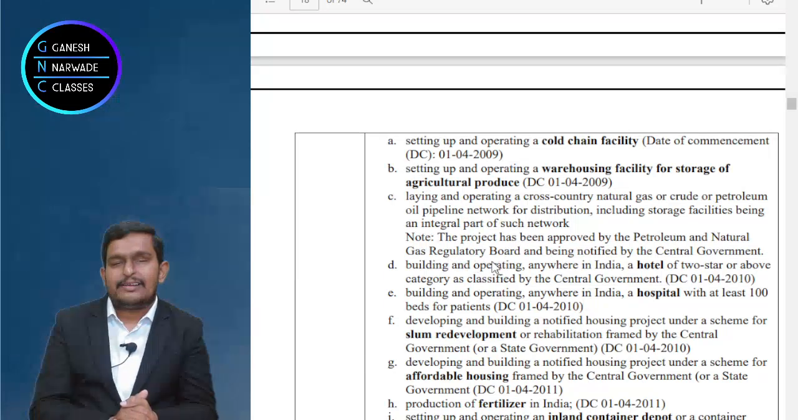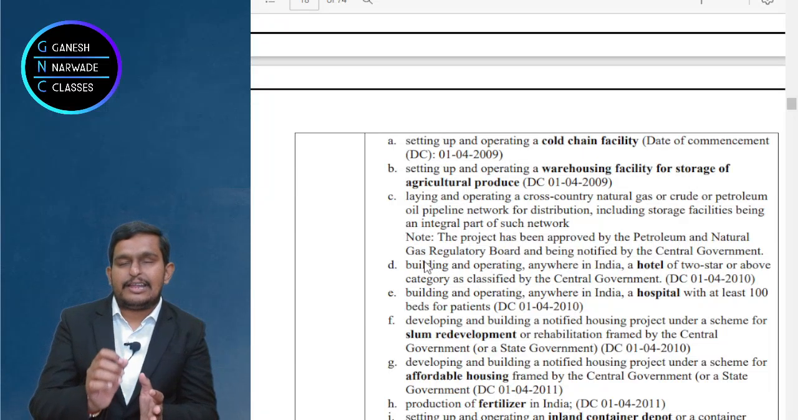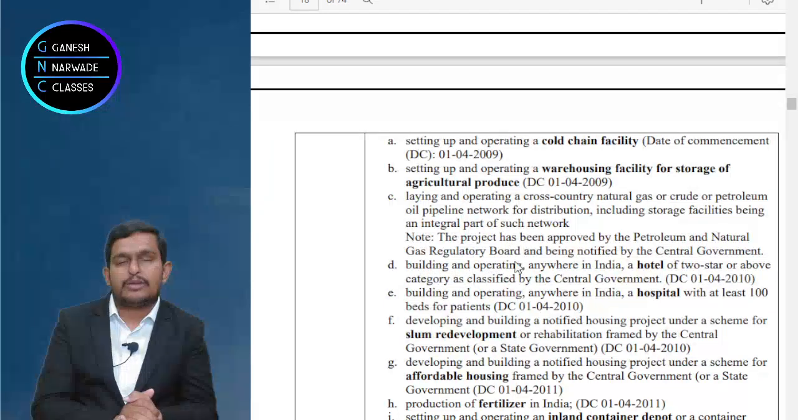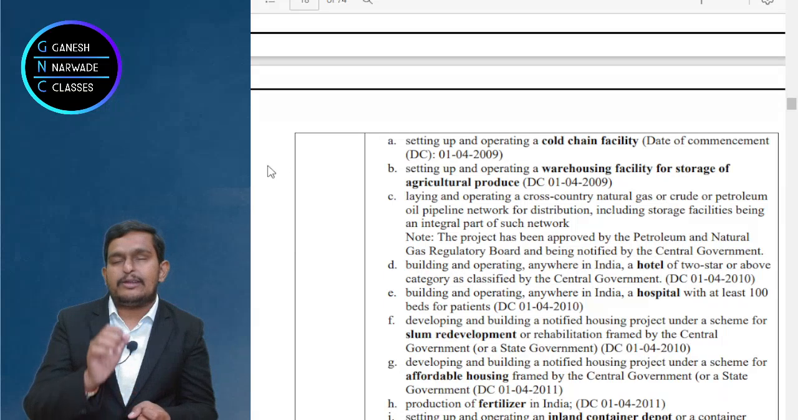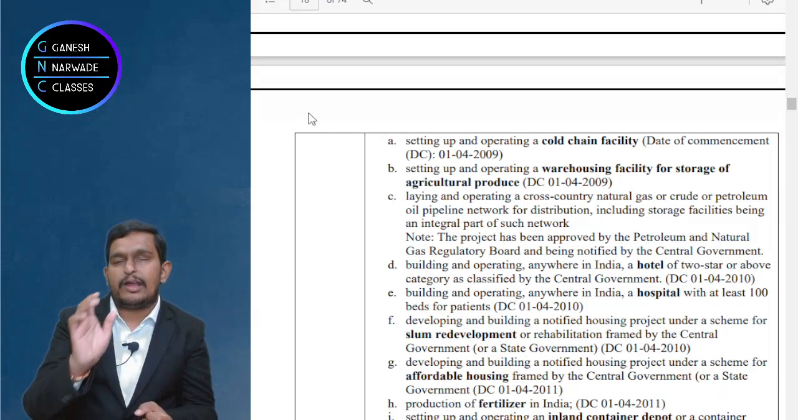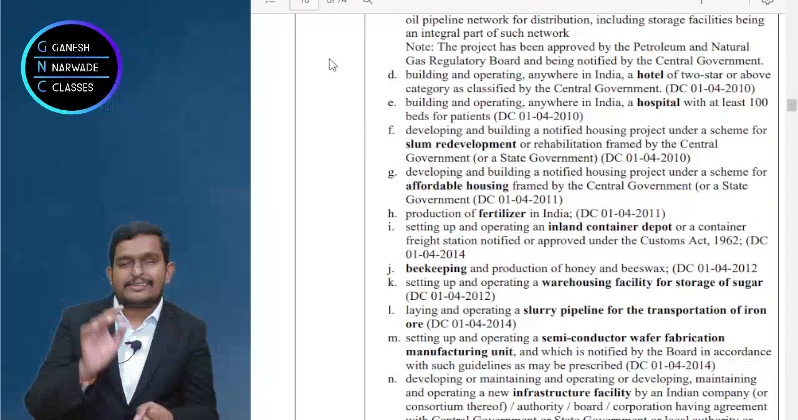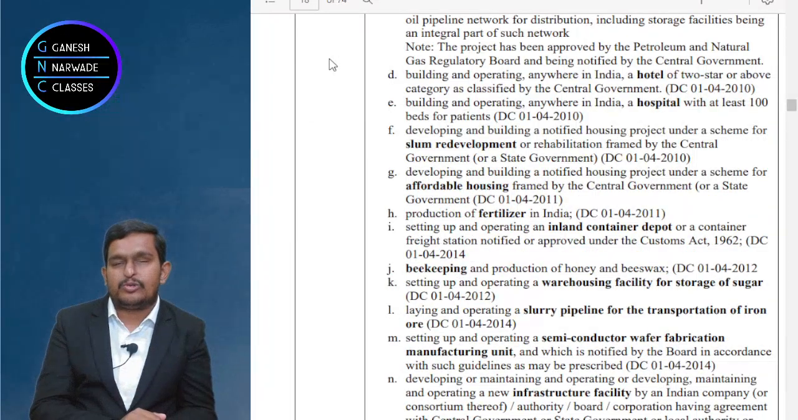So what I said: cold chain facility, warehouse for agricultural produce, cross country pipelines for petroleum, natural gas and crude oil. Then we have to remember a hospital with 100 beds or more. A hotel with 2-star or more accommodation. The star ratings are given by the government. Don't worry about it. Can we give the 2-star ourselves, sir? No. The government will give it.